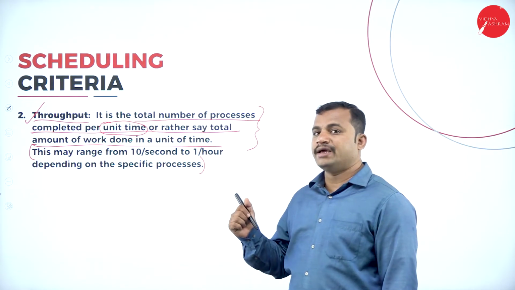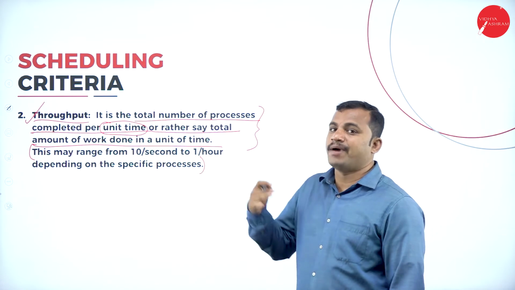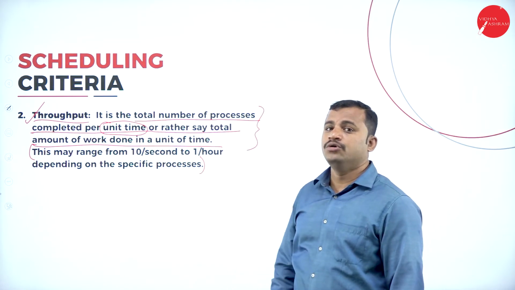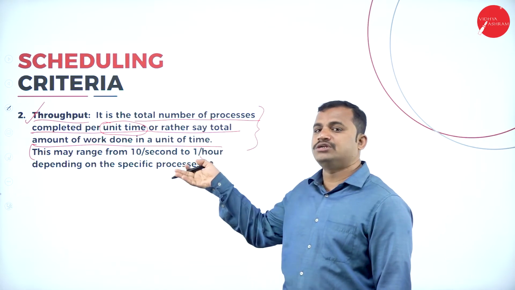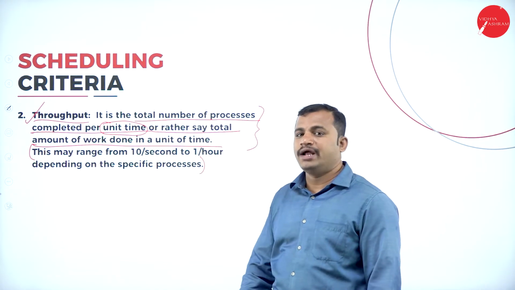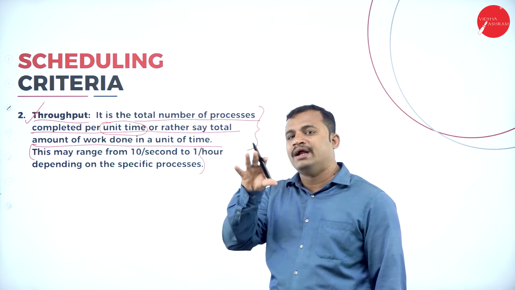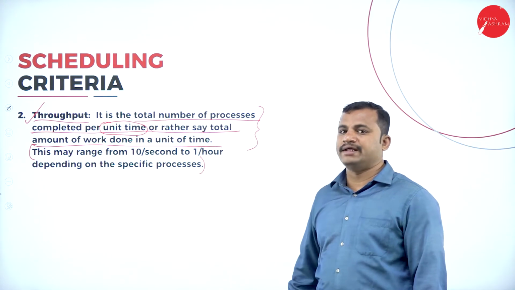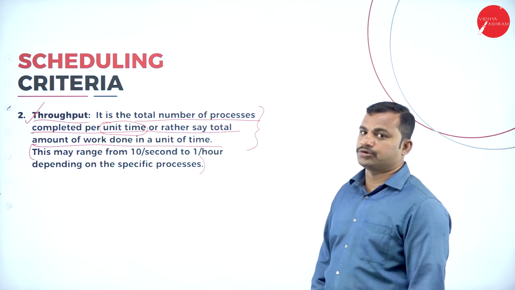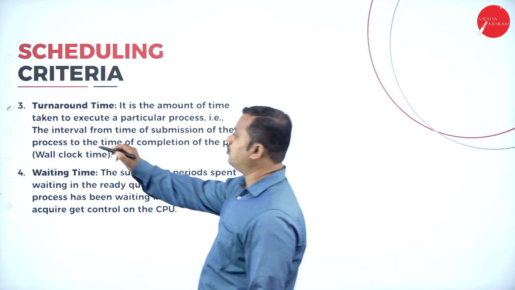The first scheduling criteria is CPU utilization, that is to maximize the utilization of the CPU, varying from 40% for lightly loaded systems to 90% for heavily loaded systems, so that the CPU will not be kept idle at all times. That is called CPU utilization, which is one of the criteria. The second criteria is throughput. The third criteria is turnaround time.